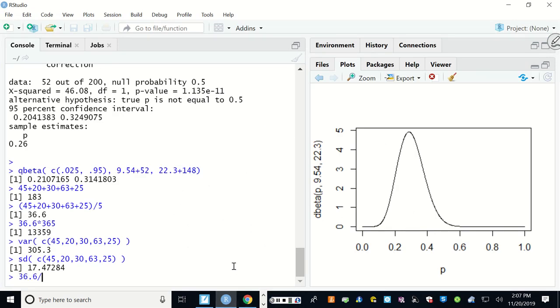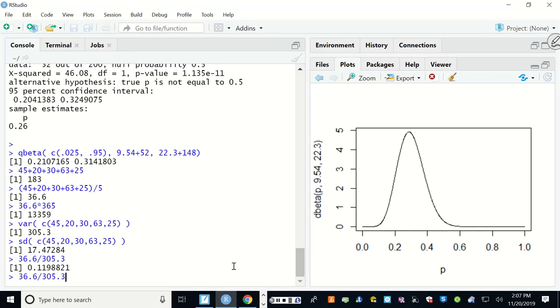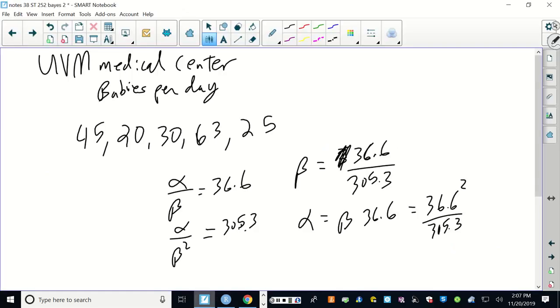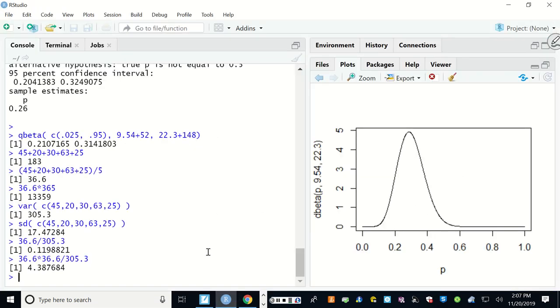36.6 over 305.3, and then that times 36.6 for alpha. So we're getting a beta of 0.12, and then alpha is 4.4.